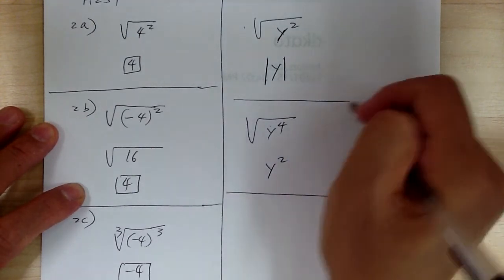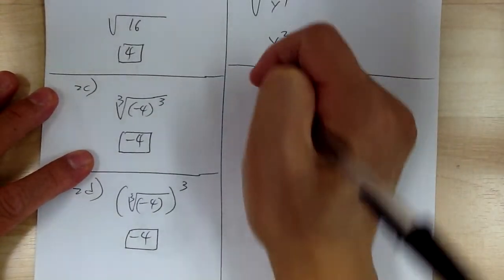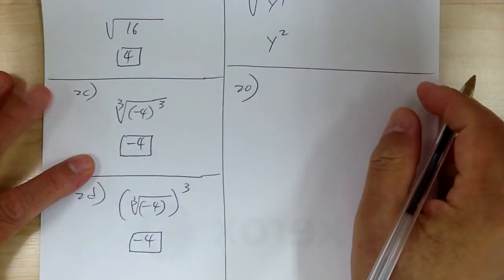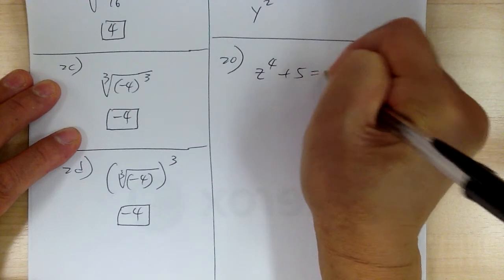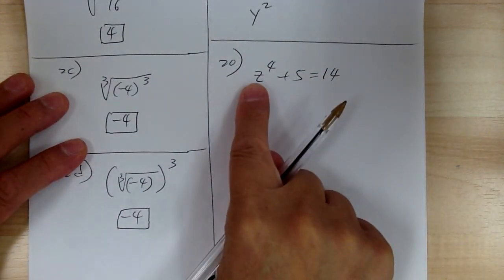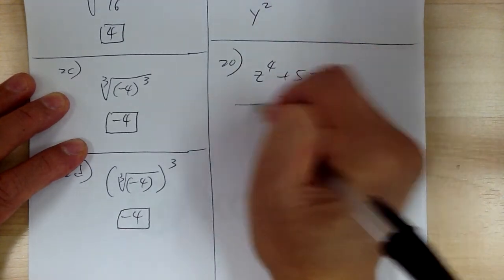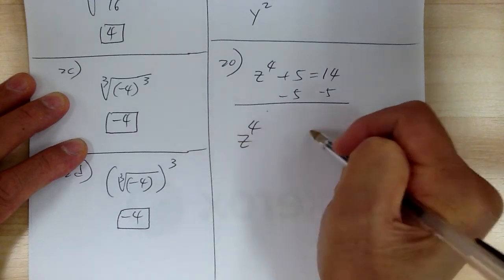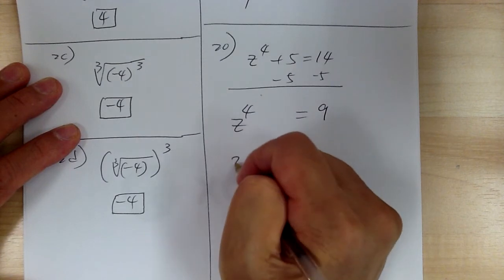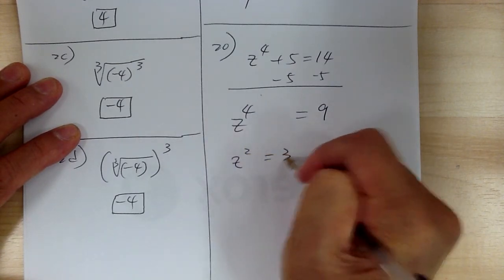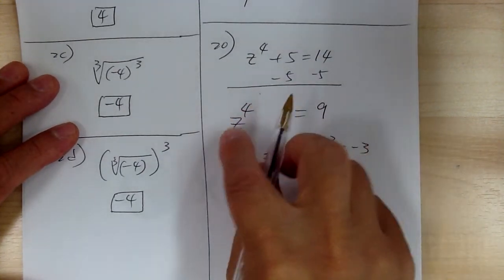Okay, now let's go and do more examples. So let's say you go to number 20 on page 251. So you got z to the 4 plus 5 equal to 14. So again, this is a perfect square, so you can isolate that. Minus 5. So you got z to the 4 equal to 9. So you can take the square root. Okay, so you're going to get z squared equal to 3. Z squared equal to negative 3, right? Take the square on both sides.